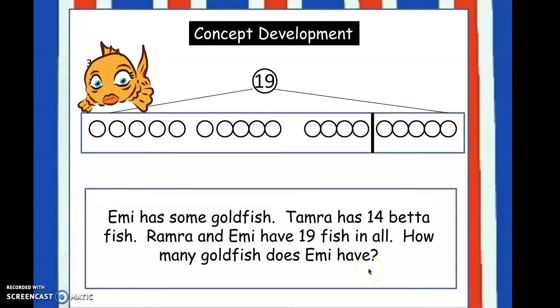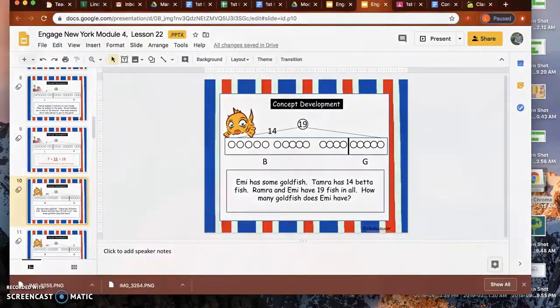All right, so we have Emmy and Tamara. They both have a certain amount of fish. Then they combine them, and then they have the whole or total amount of fish. So do we know how many fish Emmy has? We do not. It says Emmy has some fish. Some's not a number. I don't know how much that is. But Tamara has 14 beta fish. So what do you think we should do with that information? We should draw it. We're going to draw it out in our tape diagram.